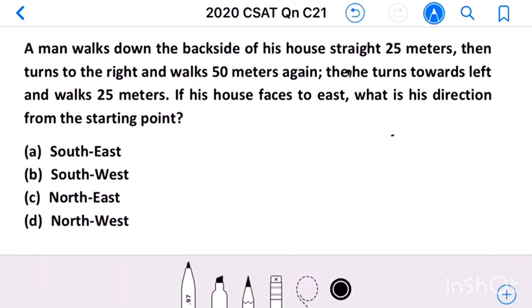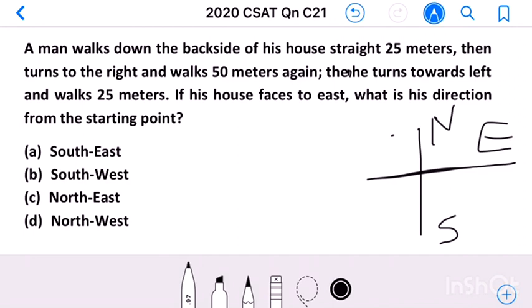Question number 21. A man walks down the backside of his house straight 25 meters, then turns to the right and walks 50 meters again. Then he turns towards left and walks 25 meters. If his house faces east, what is his direction from the starting point? So it is a problem on direction. First we draw the directions: south, north, east, west. His house is facing east, so the back side of his house is facing west.